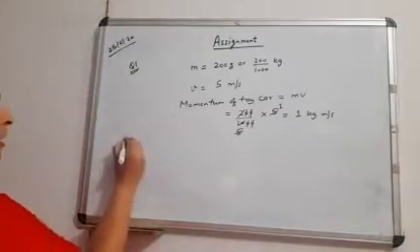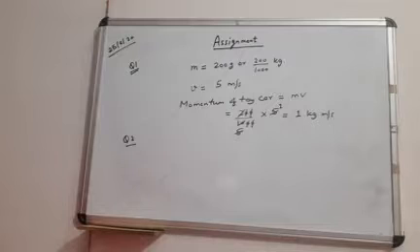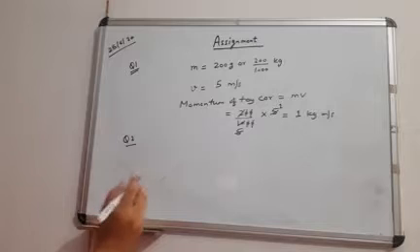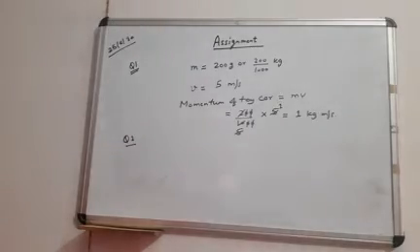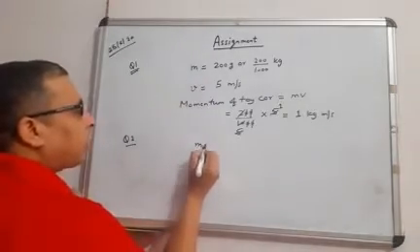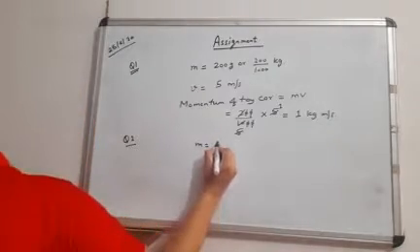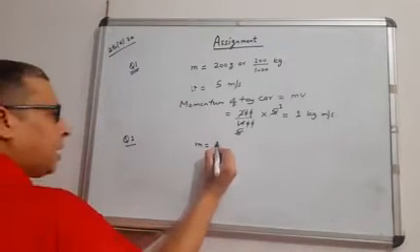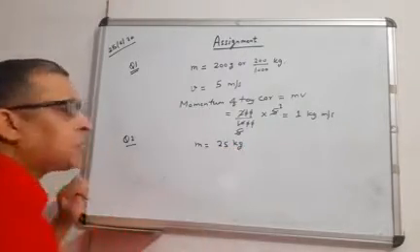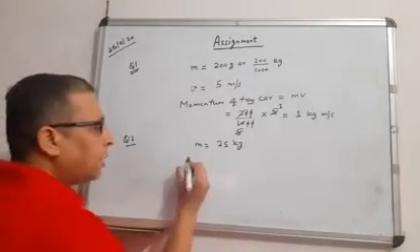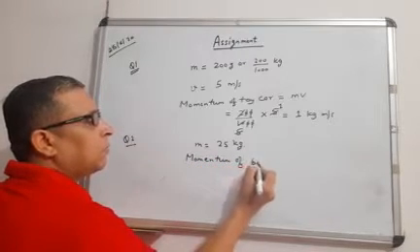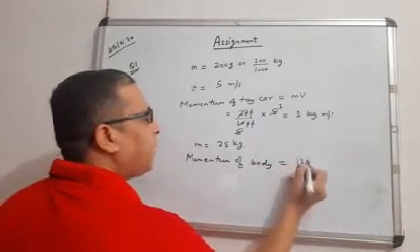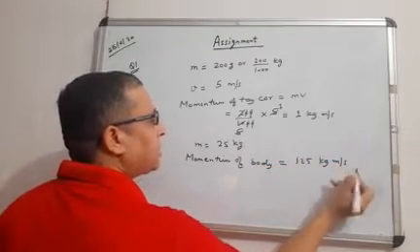Now I am coming to question number 2. In question number 2, a body of mass 25 kilogram has momentum of 125 kilogram meter per second. Find the velocity of the body. Here you have got mass of body as 25 kilogram. Then you will have momentum of body, 125 kilogram meter per second.